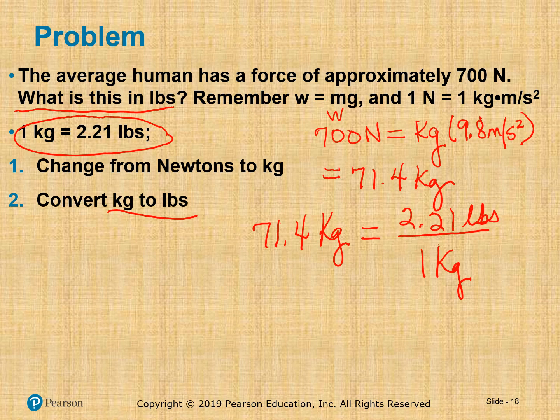Okay? So now, multiply across. Let's see, kilograms cancel. Should be times, sorry. Kilograms cancel. So you multiply 71.4 times 2.21, then you divide it by 1. And your answer should be 158 pounds.